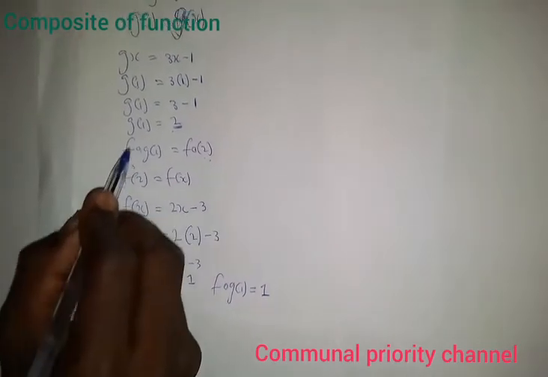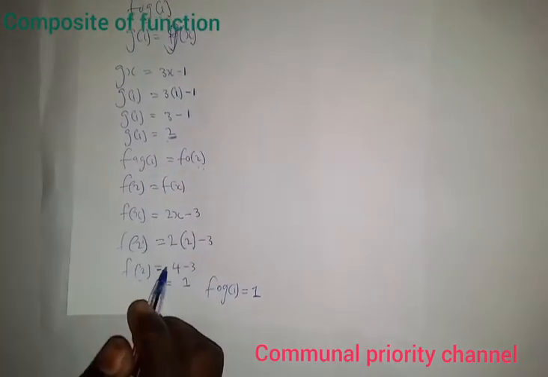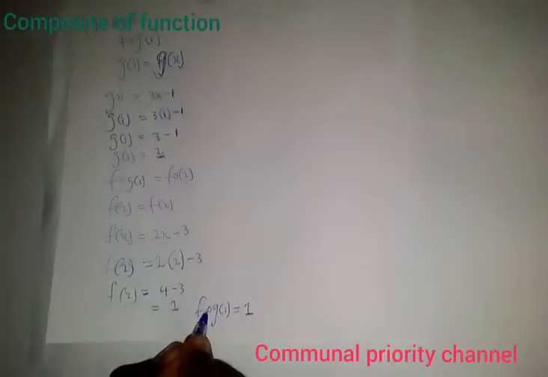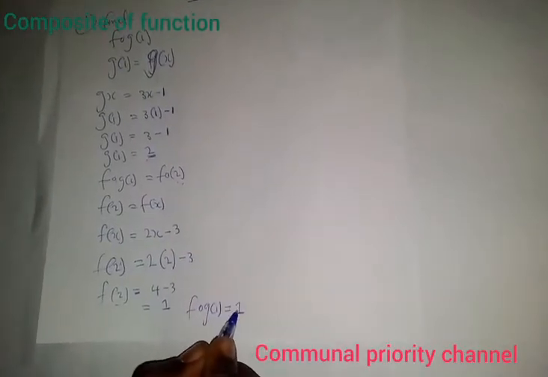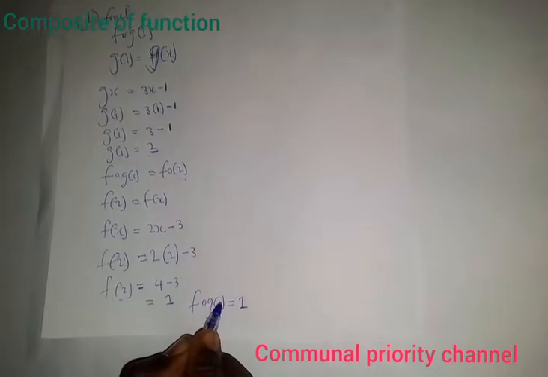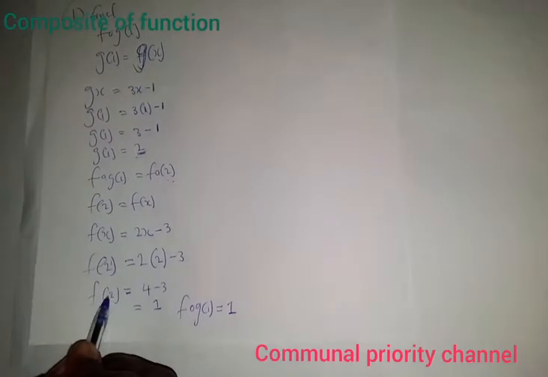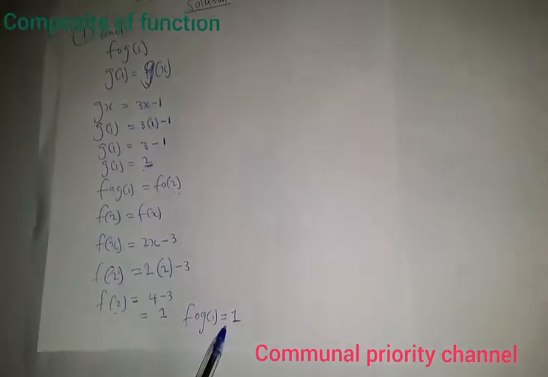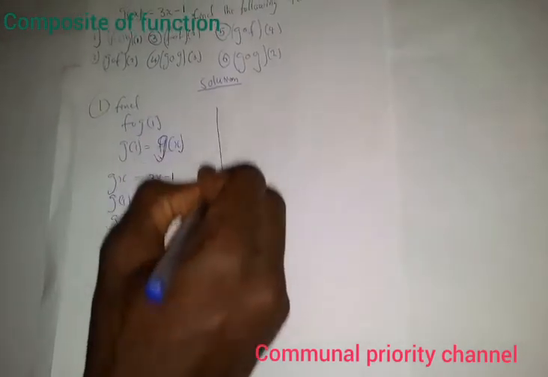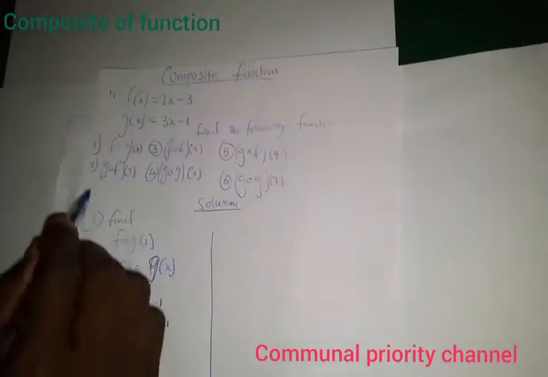This 2 is the final answer of g of 1. So therefore, now our f of g of 1 is equal to 1, because this g of 1 is already 2, as we said here. And we said our f of 2, that is f of g of 1, is equal to 1. So now we are moving to the next question, which is question number 2.